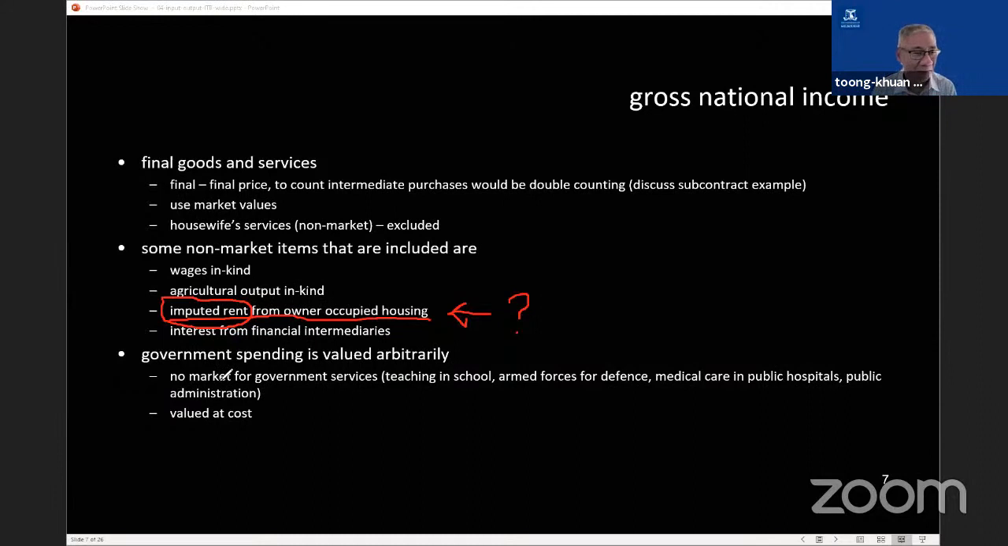Any other questions on this? Because I think it's quite important you understand how value add is defined.